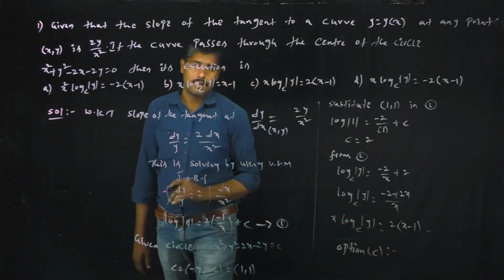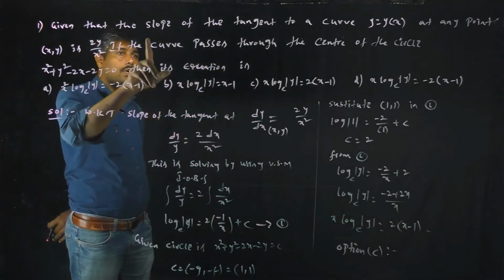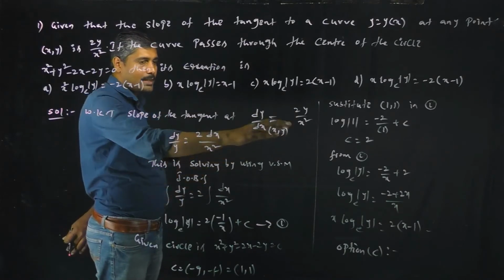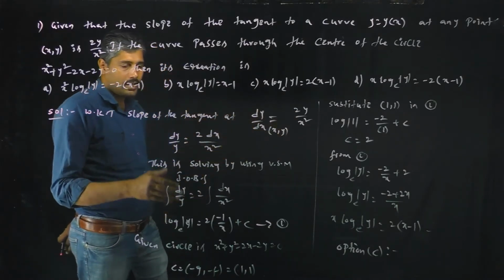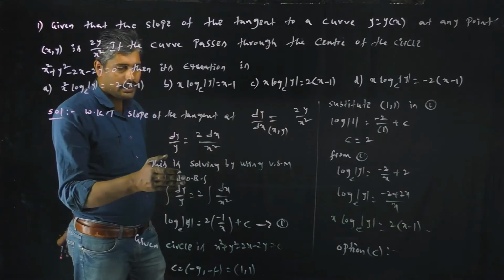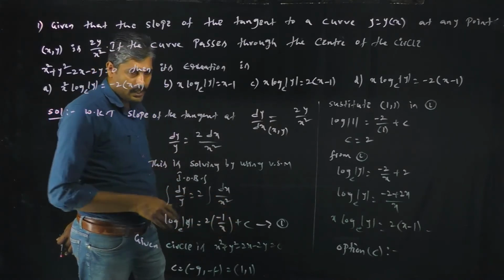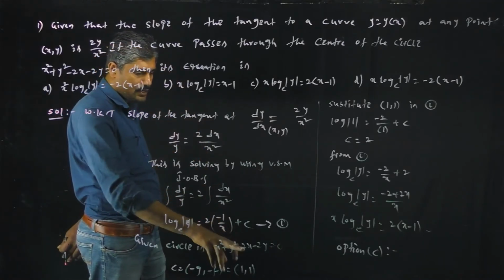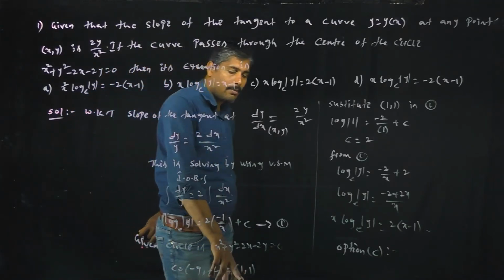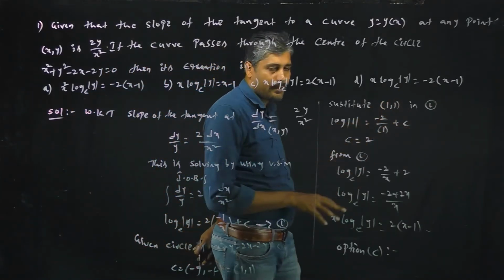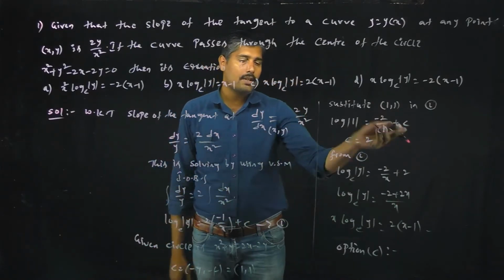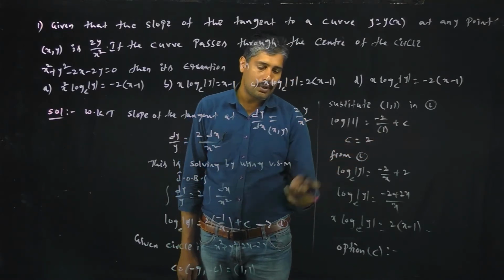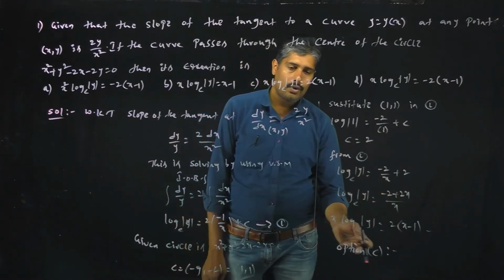Okay, just a simple one. Given the slope of the tangent, dy/dx at the point (x, y) is 2y/x². Then separating the x terms and y terms, clearly this is solved by the variable separable method, then integrating on both sides. Then we get the equation of the curve. This curve passes through the center of the circle, which is (1, 1). Substituting (1, 1) in equation 1, we get the arbitrary constant c = 2. Then the c value is substituted in equation 1, and solving this we get the answer.